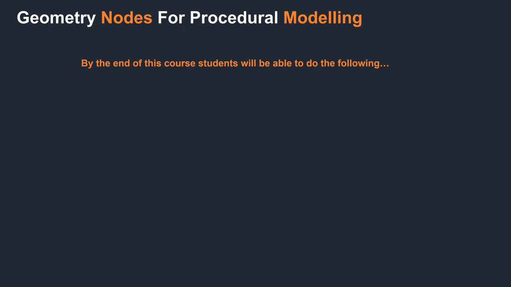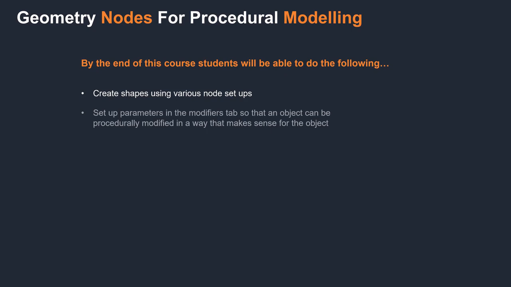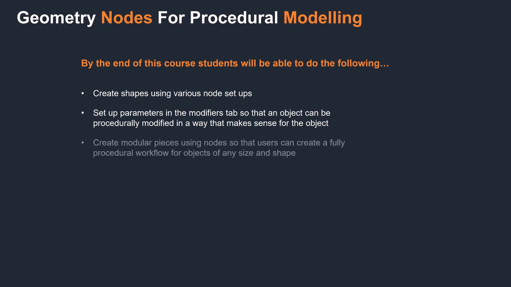By the end of this course, students will be able to do the following. They will be able to create shapes using various node setups. They will be able to set up parameters in the Modifiers tab so that an object can be procedurally modified in a way that makes sense for that object. Students will also be able to create modular pieces using nodes so that users can create a fully procedural workflow for objects of any size and shape.